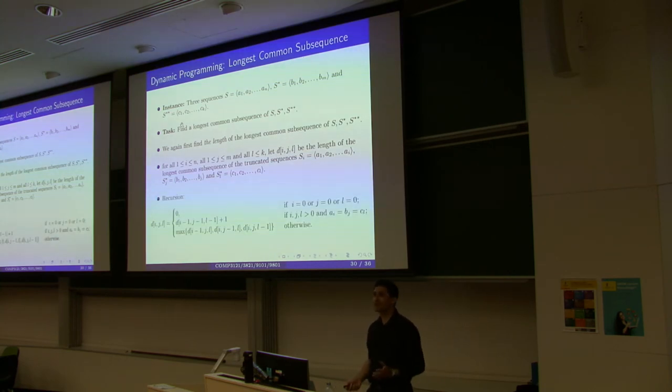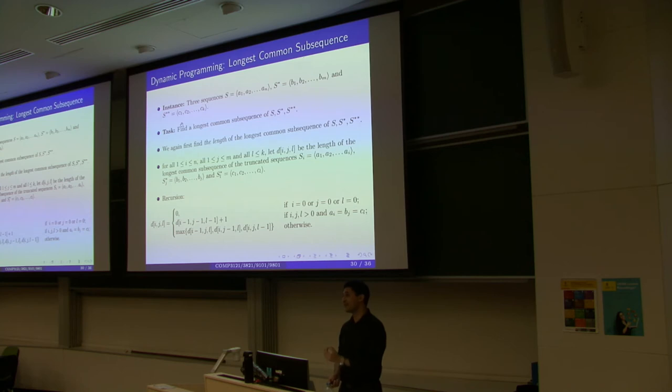And the recursion is also very similar to the previous recursion. Again, we have the case that if any of these values, I, J, or L, is zero, then at least one string is an empty string. In that case, you know that the longest common subsequence length is going to be zero. If the entries A_I, B_J, and C_L coincide, then you get one additional increment in your longest common subsequence.